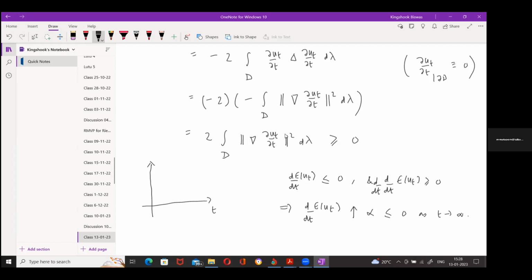That means the slope of the energy function is converging to some number less than or equal to 0. Now, if alpha is strictly negative, what will happen? If it converges to a strictly negative slope, then the energy function will tend to minus infinity. This can't happen because the energy function is greater than or equal to 0, after all. It's the integral of a norm squared. So alpha cannot be negative. That means alpha has to be greater than or equal to 0, so it has to be equal to 0. Is that clear?